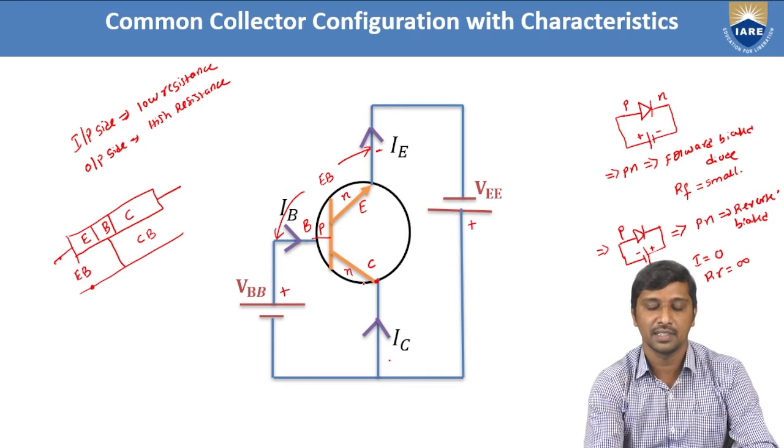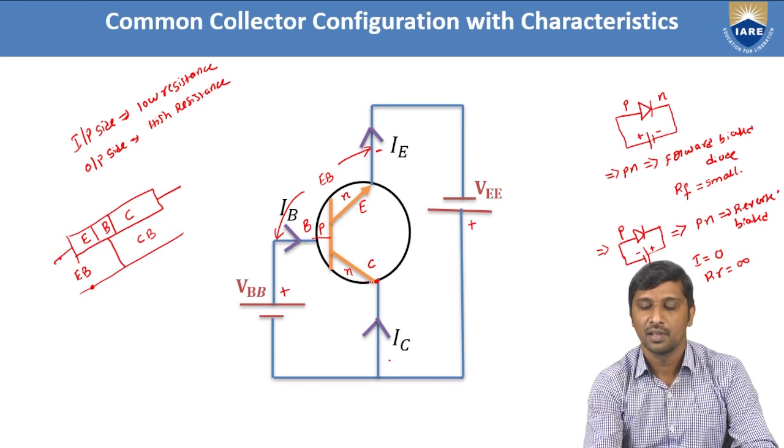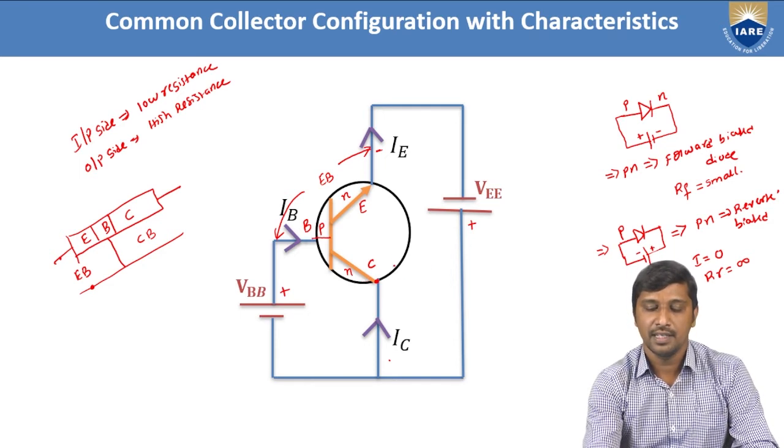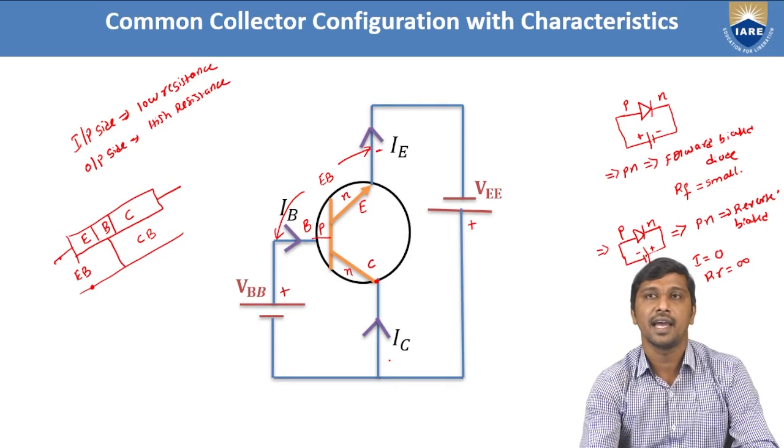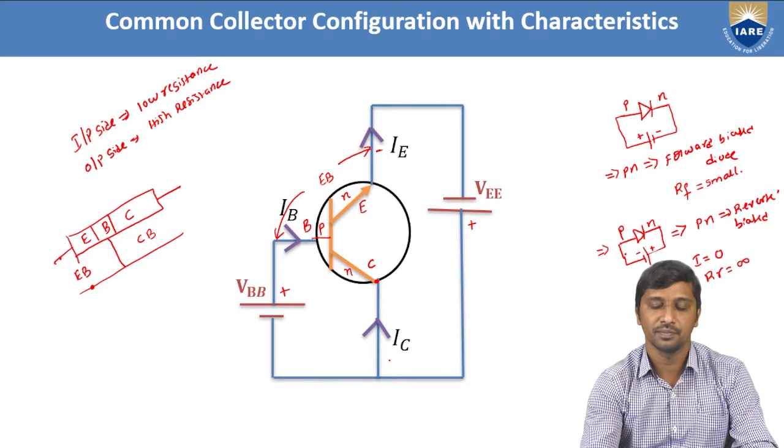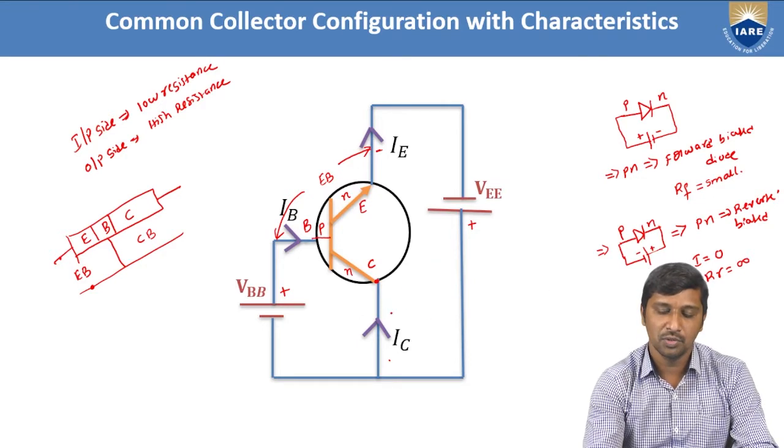Why? Because the type of material for the collector is N. So N is connected to the positive pole of the battery. Then that particular junction acts under reverse bias. So hence we have shown it here.